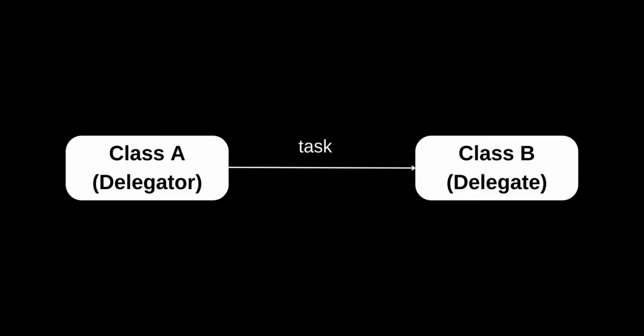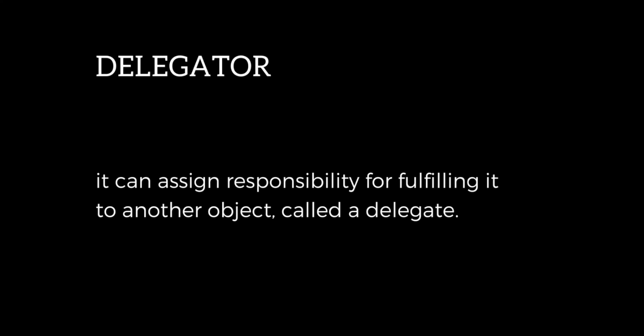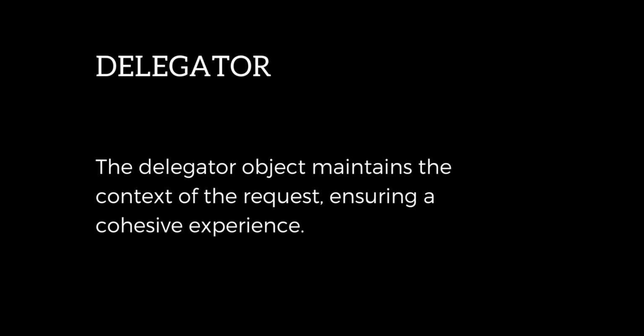And in this instance, the request is just a task. So the delegator can forward that task to another class, which is known as the delegate, okay? It is the delegator that will receive the original request, and the delegator is going to forward that request to the delegate, and the delegate is another class that is going to process the request, okay? All this is done while ensuring that the delegator still maintains the context of the original task.